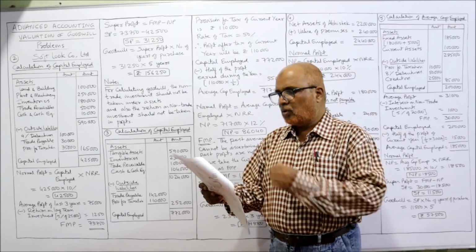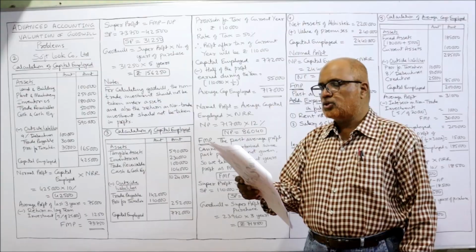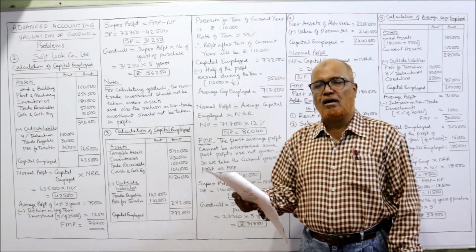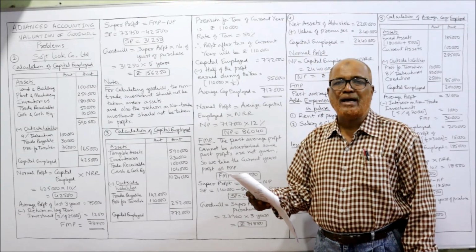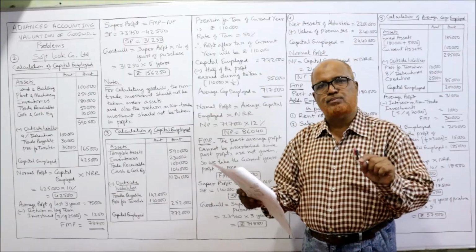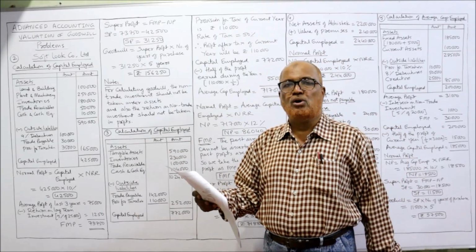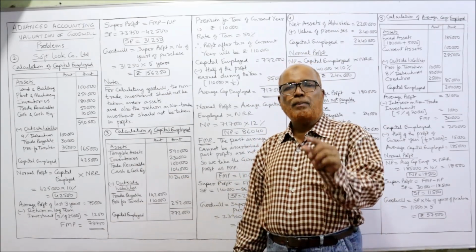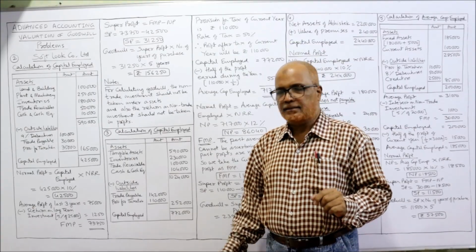You are asked to value the goodwill of the company considering the following. Reasonable rate of return 12%. This is the normal rate of return, NRR. Rate of income tax may be taken as 50%. Why this income tax rate is given, I'll explain. Goodwill is to be valued on the basis of 3 years purchase of super profit, just like the previous problem. For super profit, we need normal profit and FMP, right?